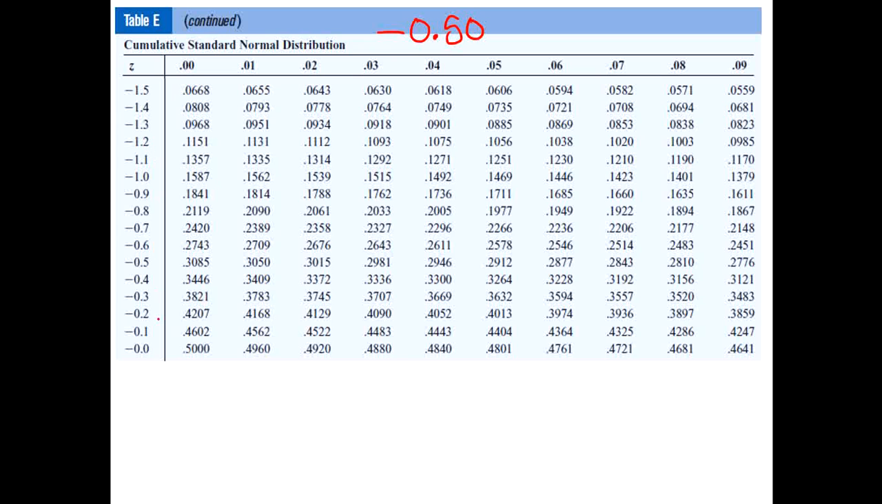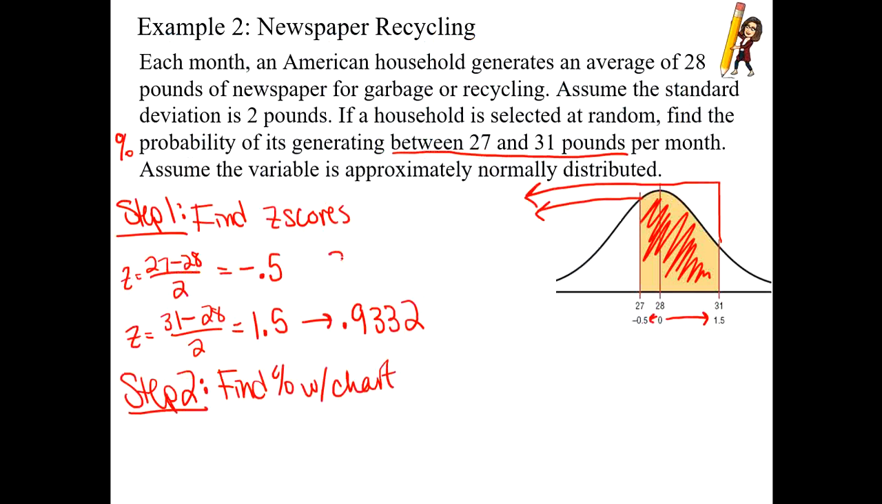Okay, and then I'm going to look up negative 0.50, the other one. So negative 0.5, which is all the way down here, and then 0.0 is going to be that first column. So it's 0.3085.